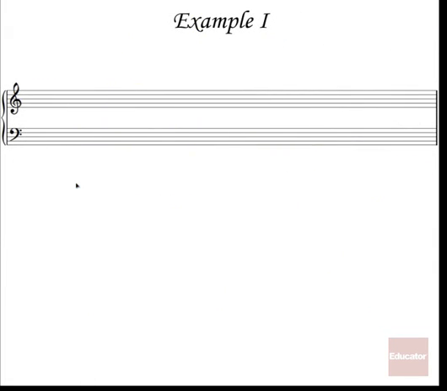So let's review with some examples. So let's say we are given two voices that are moving like this, and we are asked to describe what sort of motion this is, and of course this is parallel motion.